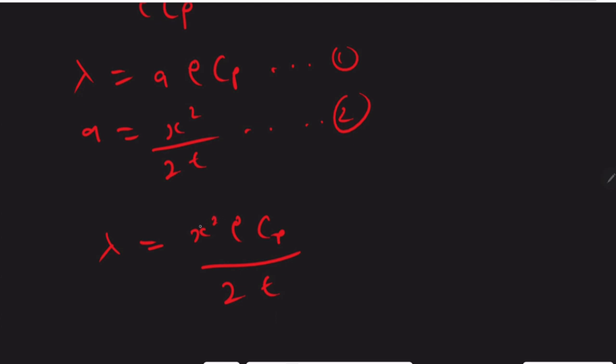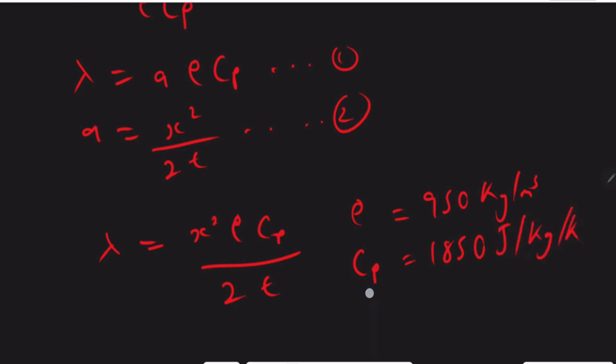Here x is the distance separating the hot water and the external body, so this is the thickness of the pipe. This is the density of the material in question, polyethylene. Cp is the specific heat of polyethylene. Then t is the time that it takes the heat to get outside through the thickness of 3 millimeters. The density of polyethylene is 950 kilograms per meter cubed, and the specific heat is 1850 joules per kilogram per Kelvin.